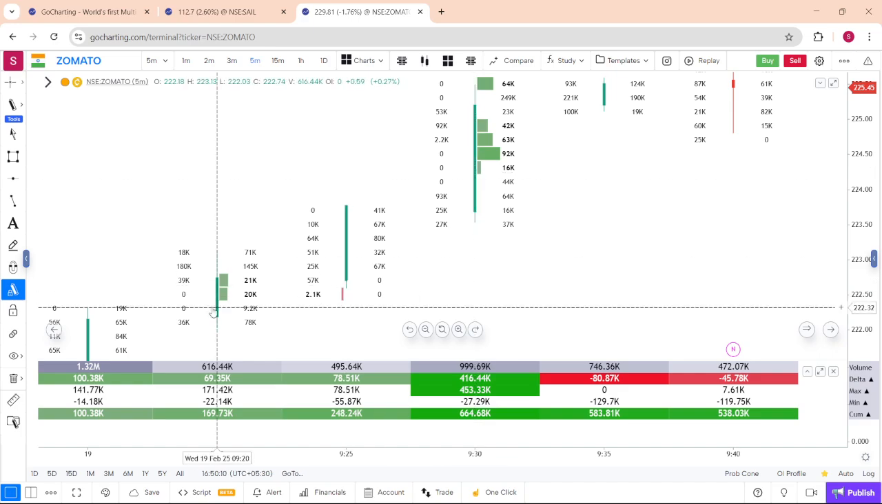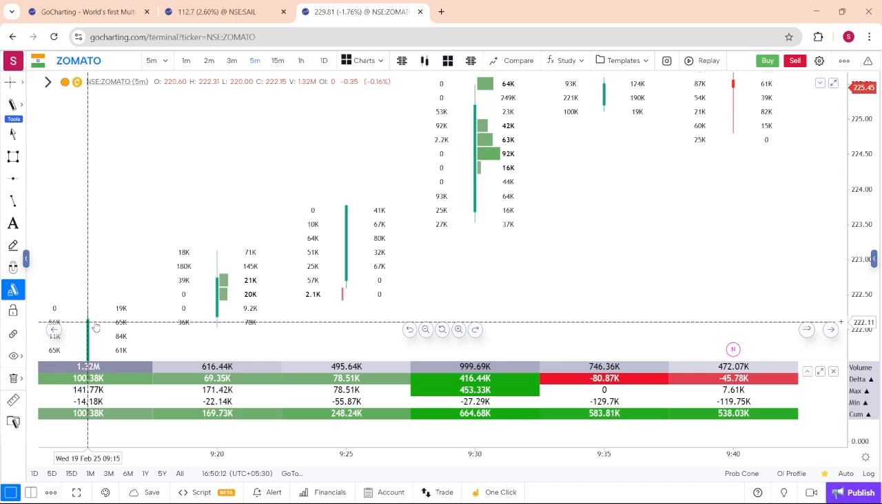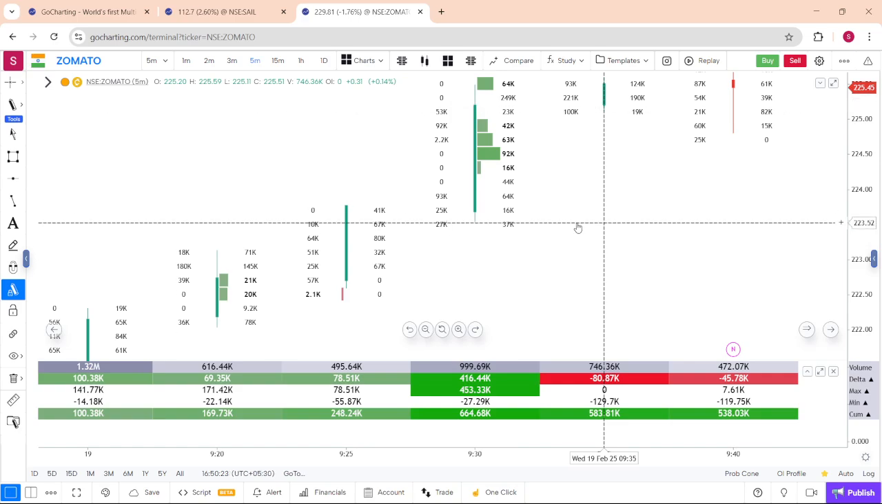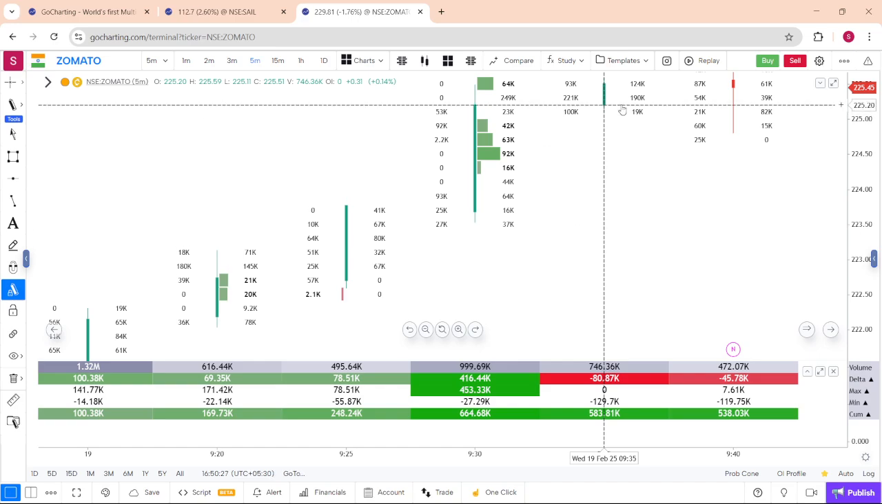See, this is the 9:15 candle, the opening candle, and all the conditions were satisfied over here only. So we will take a position over here, and our stop loss will be here. 223.50 is the stop loss, and 225.20 is the entry price.